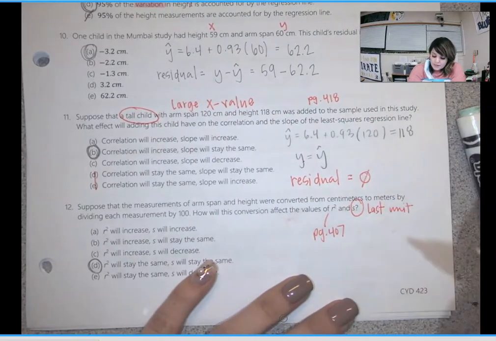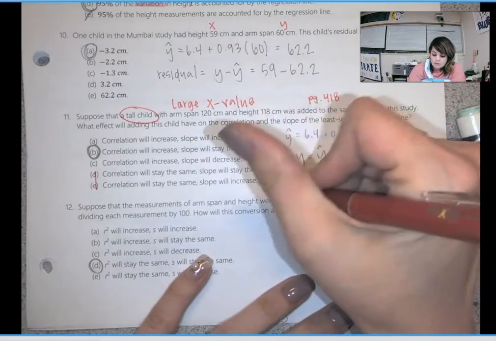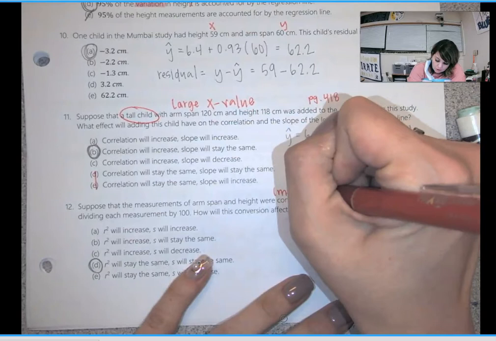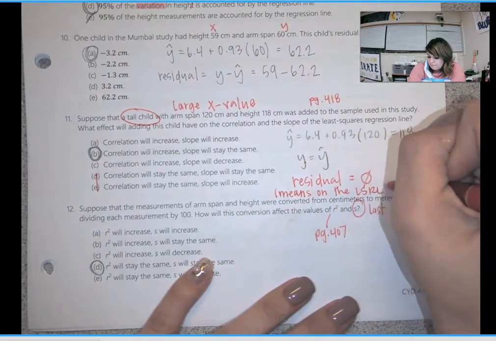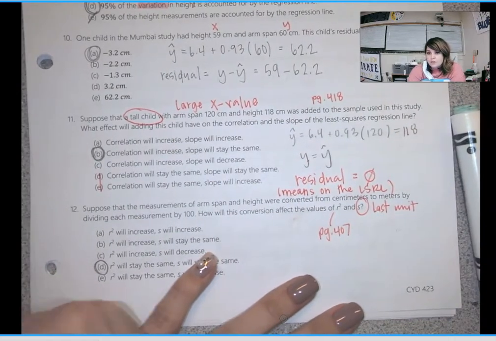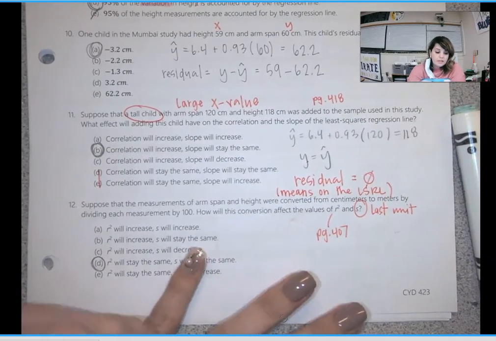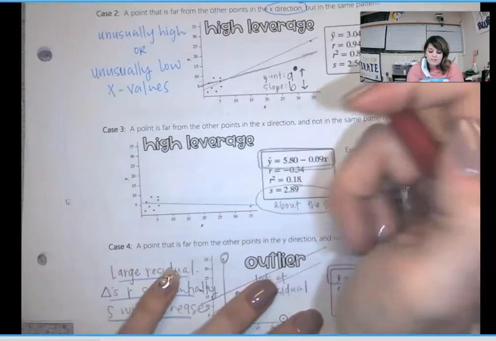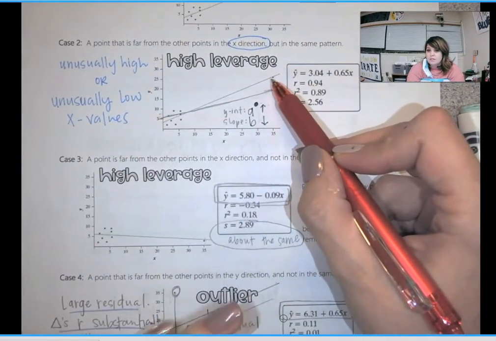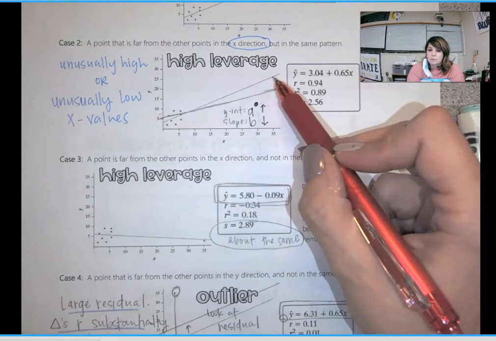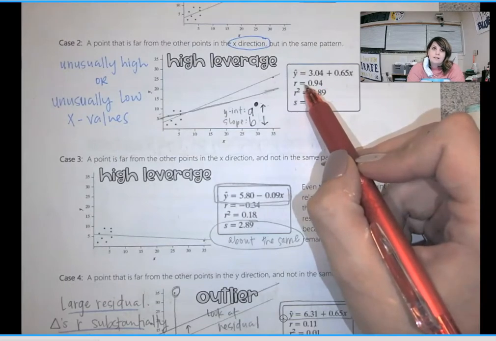And if this point is on the line, your slope will stay the same. So a residual of 0 means on the line. If it's on the line, your slope stays the same. Correlation will increase because it's basically this example. You add a very tall child that is on the line. What happens to slope and correlation? Correlation increases by quite a bit. Slope stays the same.